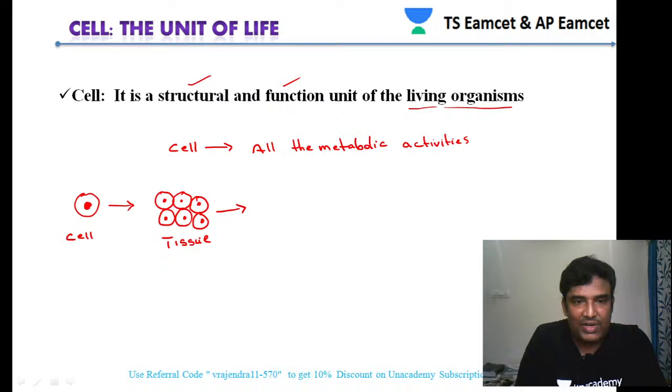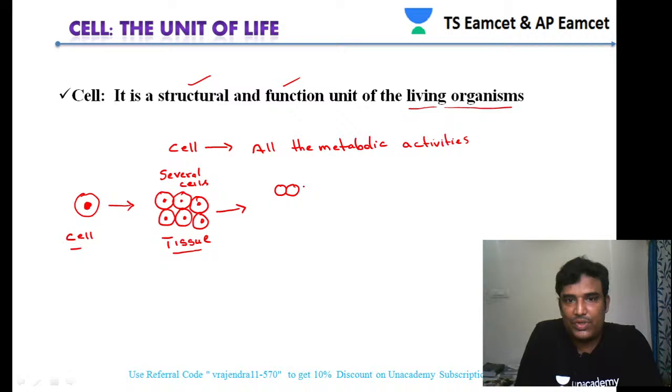Several cells you can see here. When several cells associate with each other, they form a tissue. Then what happens? Several tissues. This is one tissue, and it is in association with another tissue.